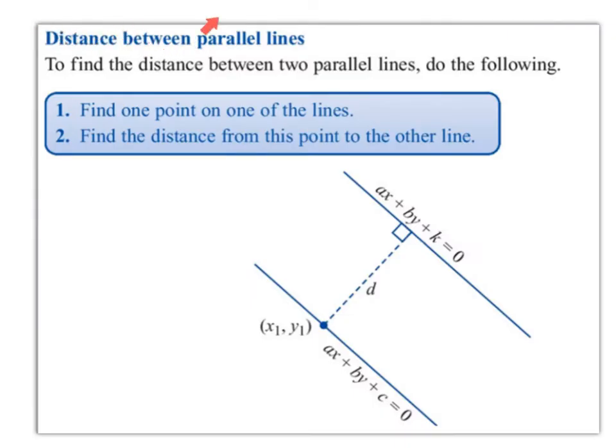Distance between parallel lines. To find the distance between two parallel lines, do the following. Step 1. Find one point on one of the lines. Step 2. Find the distance from this point to the other line.